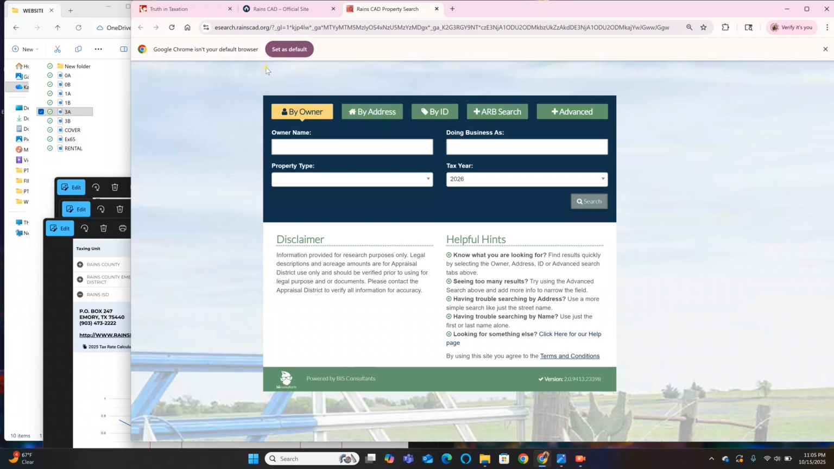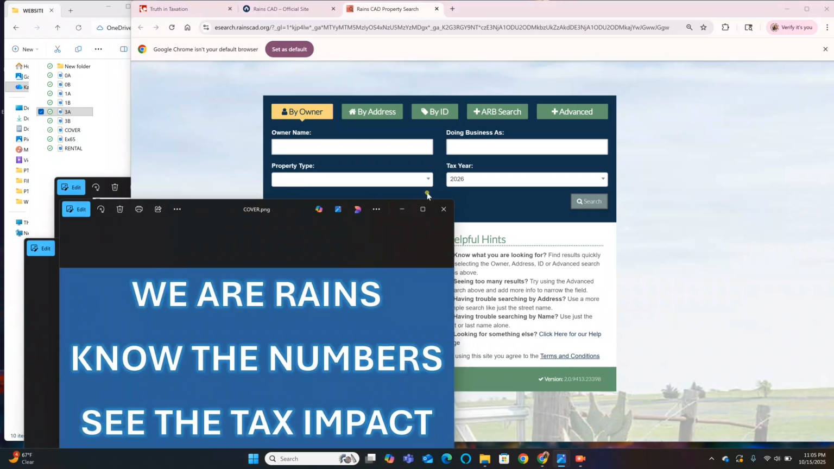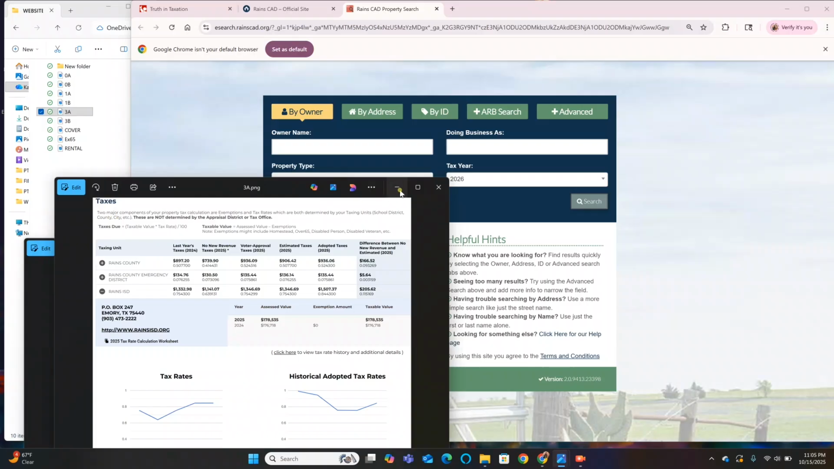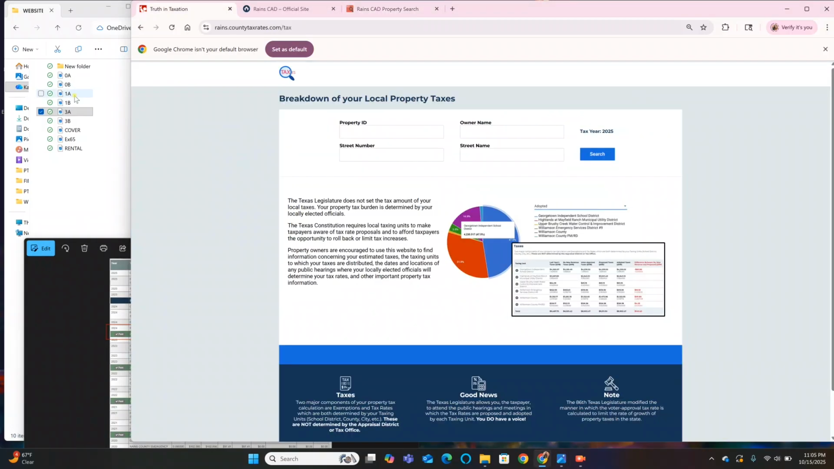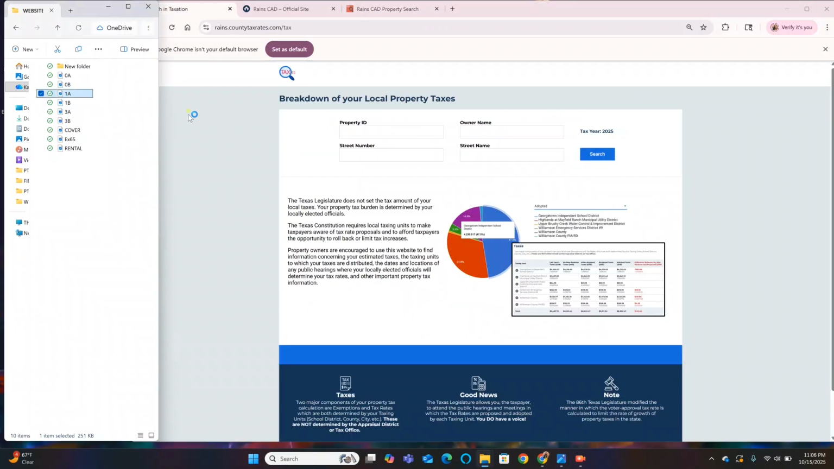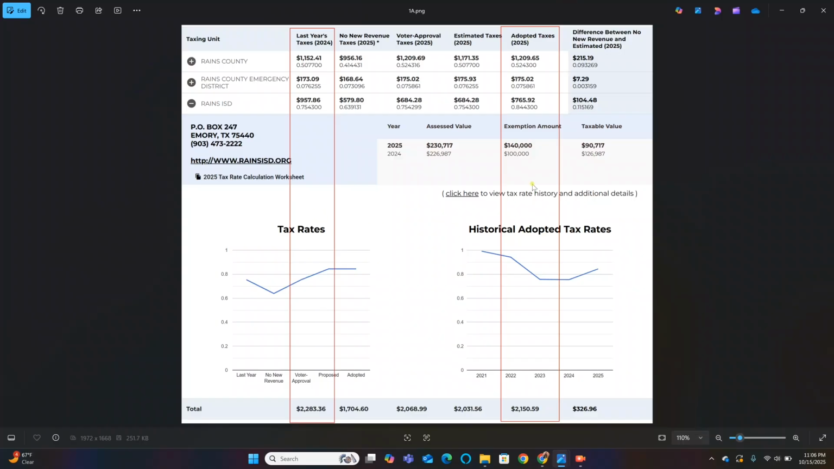All of this is public data. You are welcome to search however you prefer. And I've also filtered out the names to be sensitive to what I'm including on the video. The first thing I want to show you is going to be last year's column is what you'll want to focus on, and the adopted tax column. That's the other one you want to focus on.